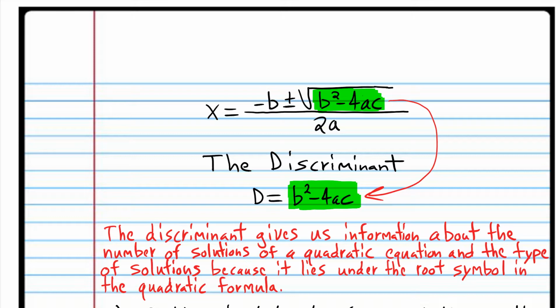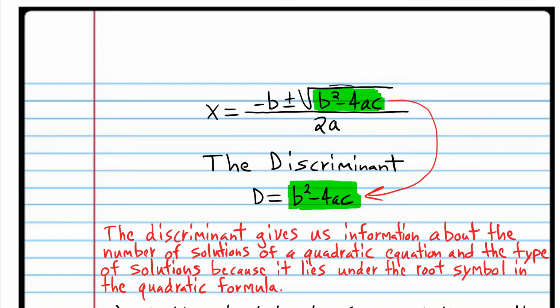Now, there are two reasons that this expression under the root gives us information. One reason is it's under the root. And the second reason is it's to the right of the plus or minus sign. That's the sign of this root expression.